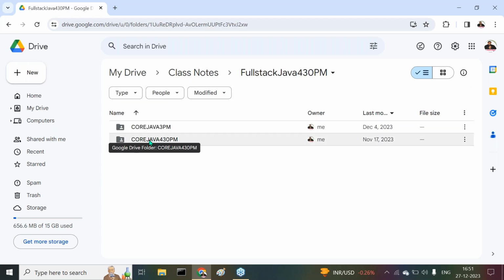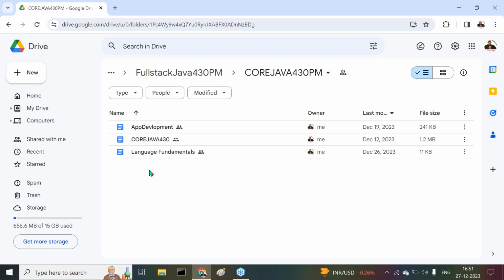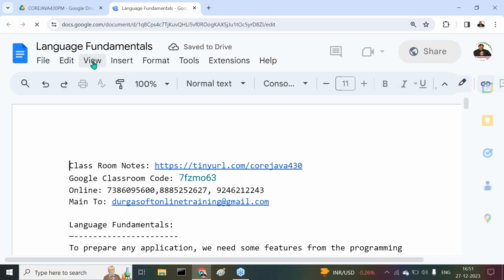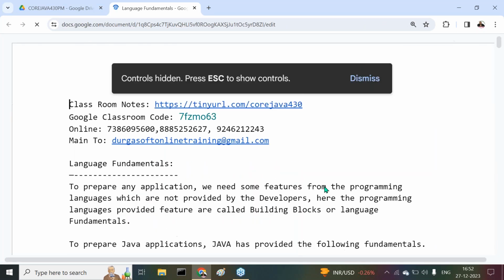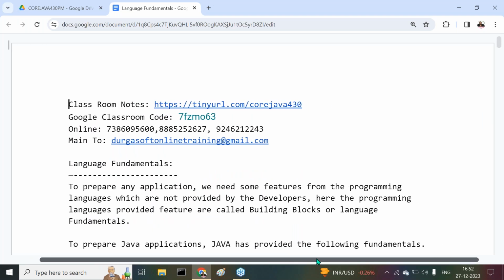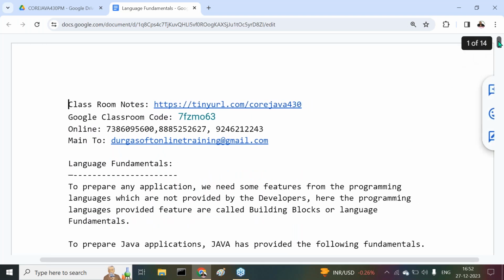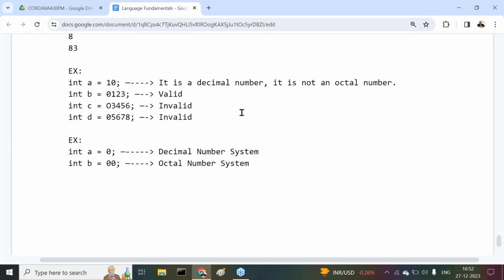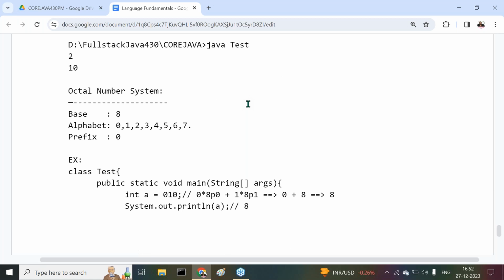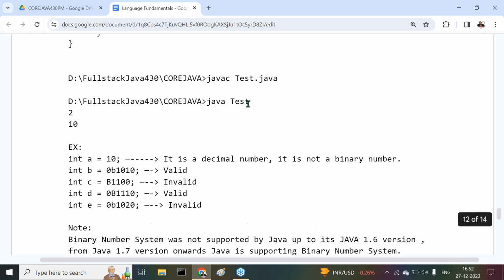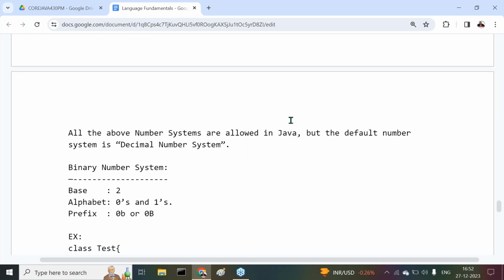In number systems, if you observe these number systems now, there are 4 types of number systems in general. What are the 4 types? First one is the binary number system, the second one is the octal number system, the third one is the decimal number system, and the fourth one is the hexadecimal number system. There we completed 2 number systems effectively.